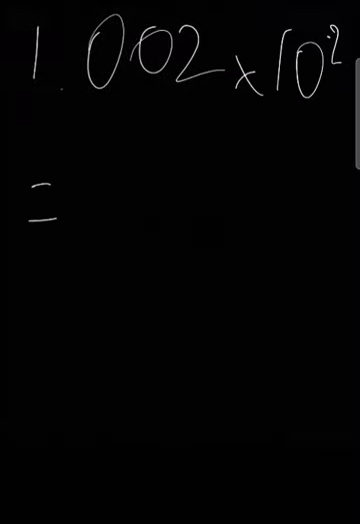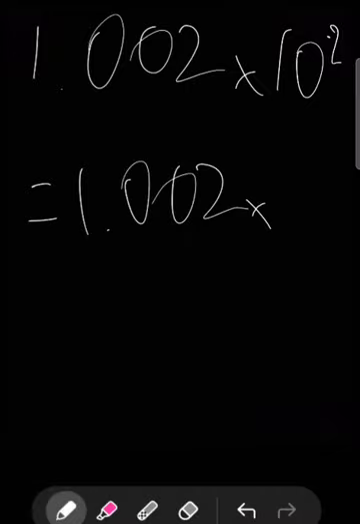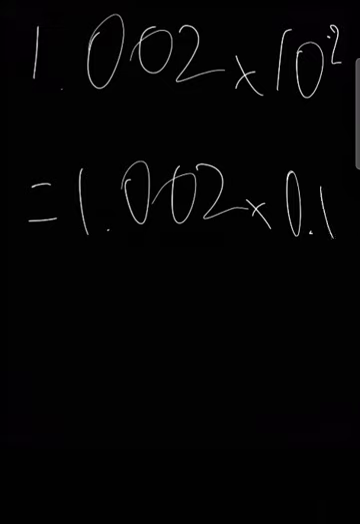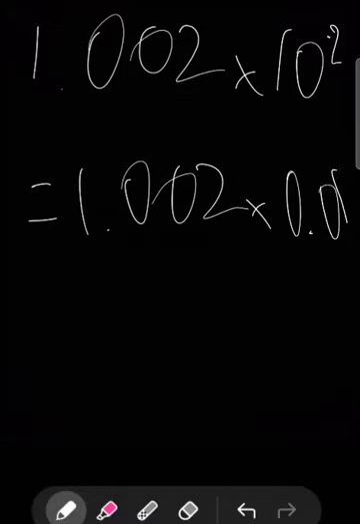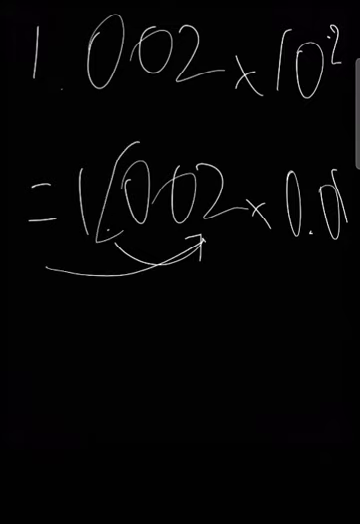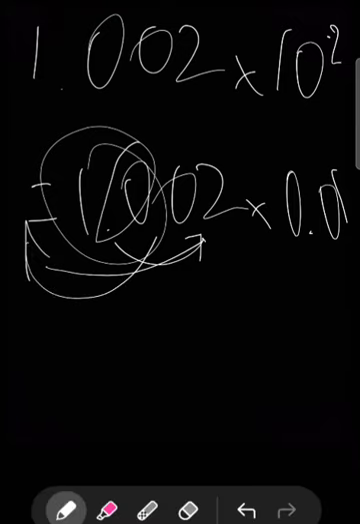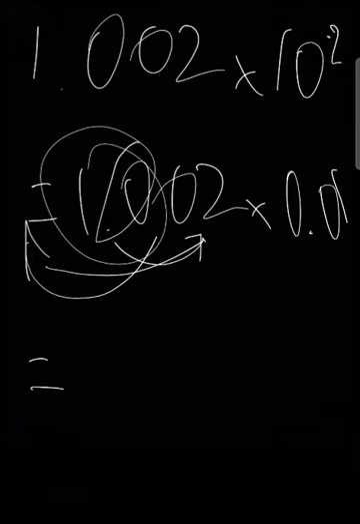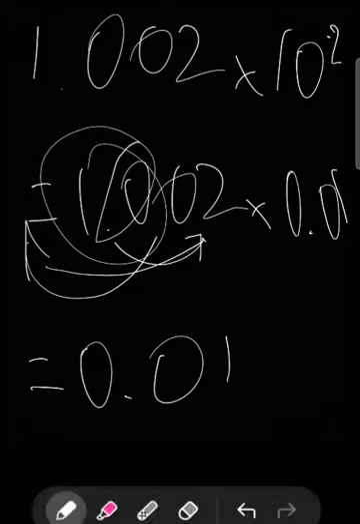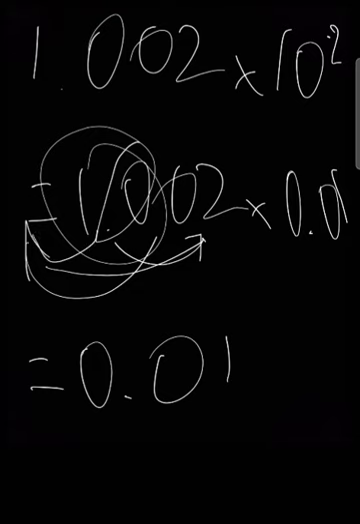Now, if we do that with a negative number, let's just do 1.002 times 10 to the negative 2. So that is simply 1.002 times 0.01. So we move that over 2. Actually, we're going to move the decimal 2 places over, which is going to be equal to 0.01 because we've moved that decimal 2 places over.